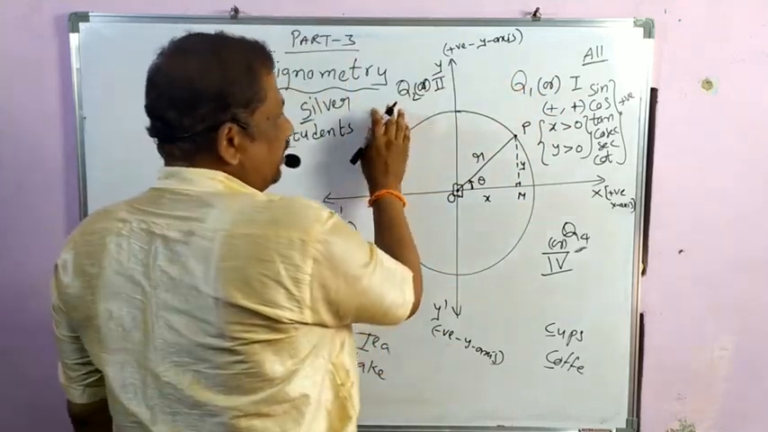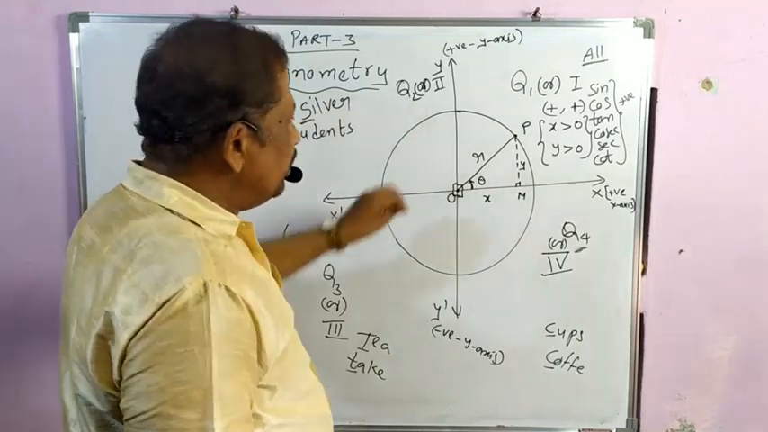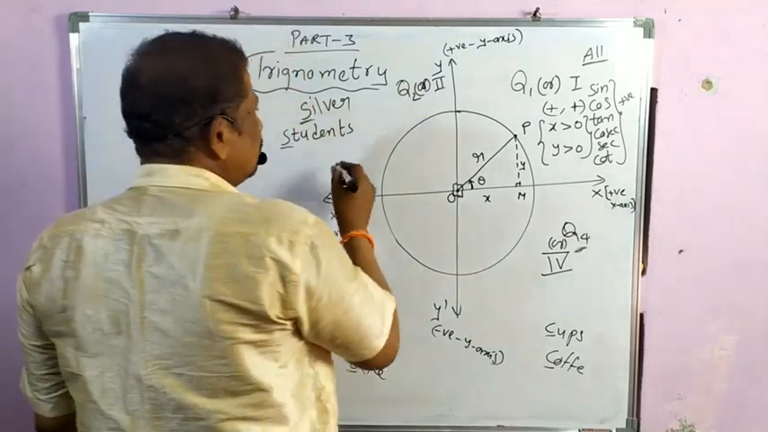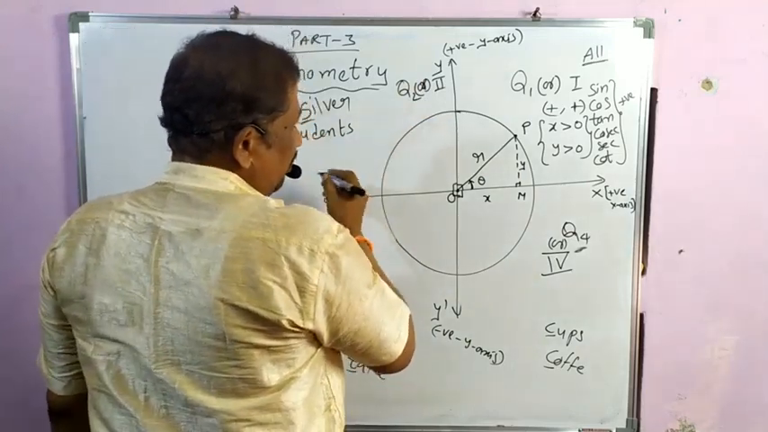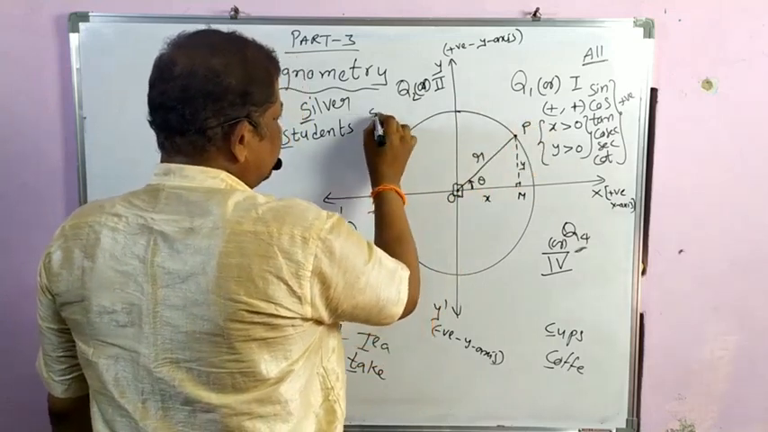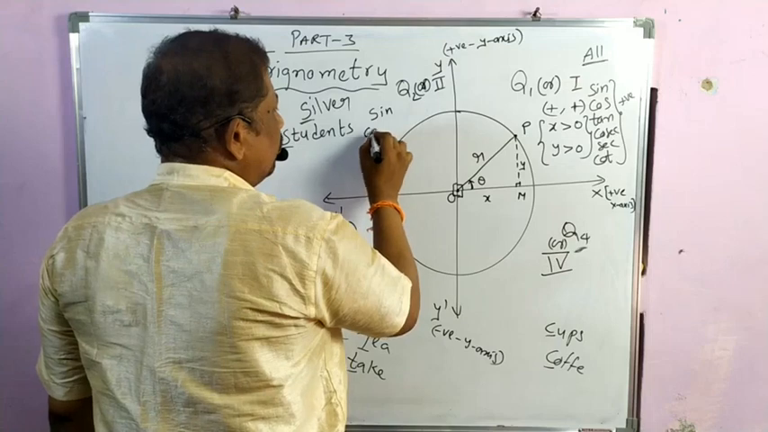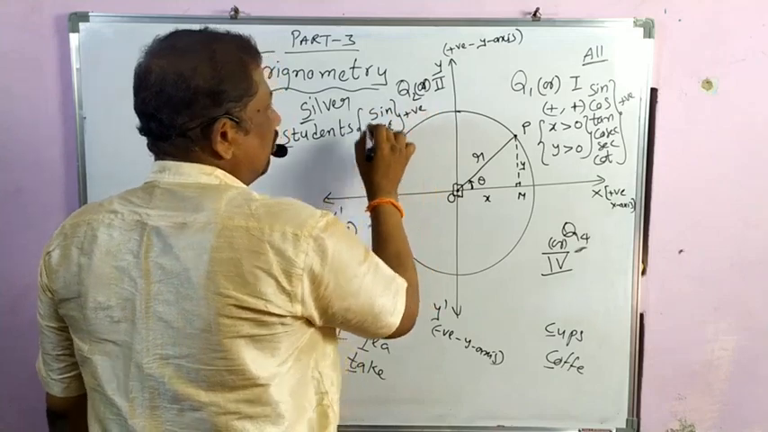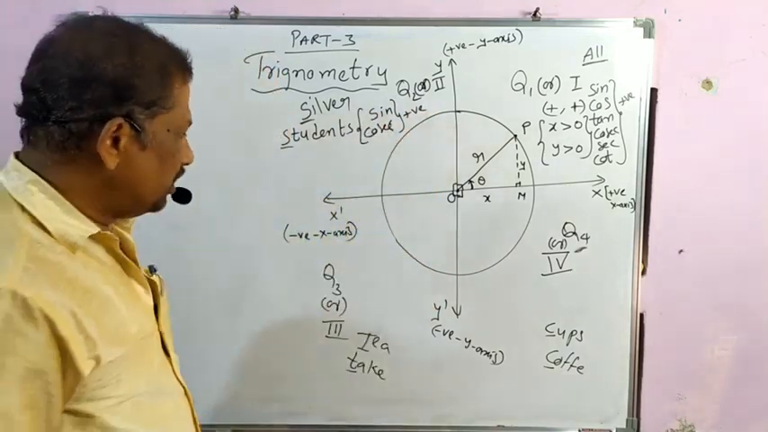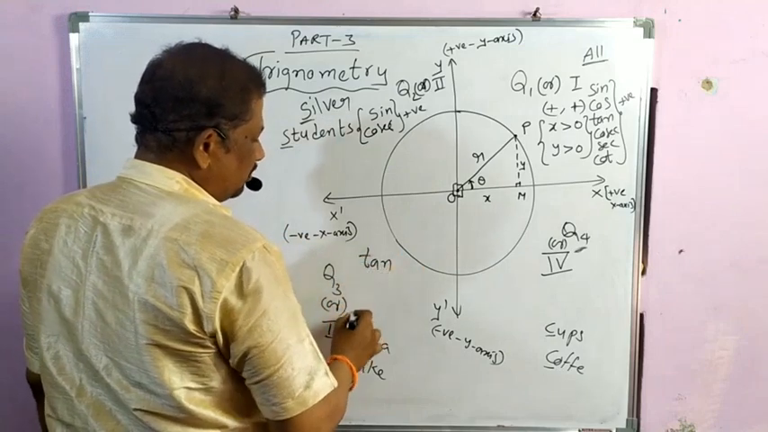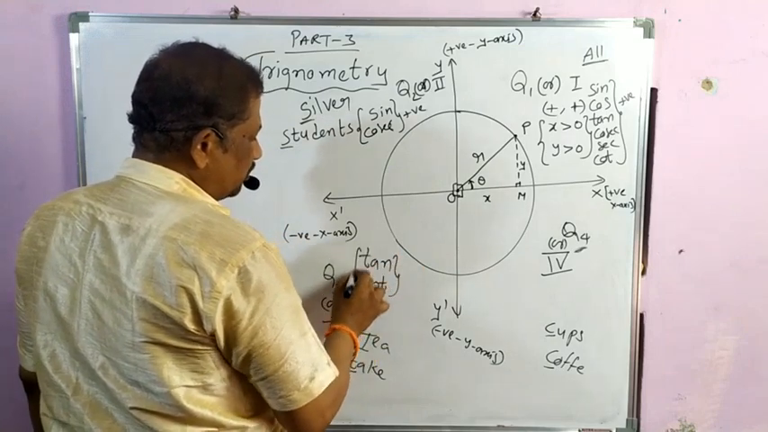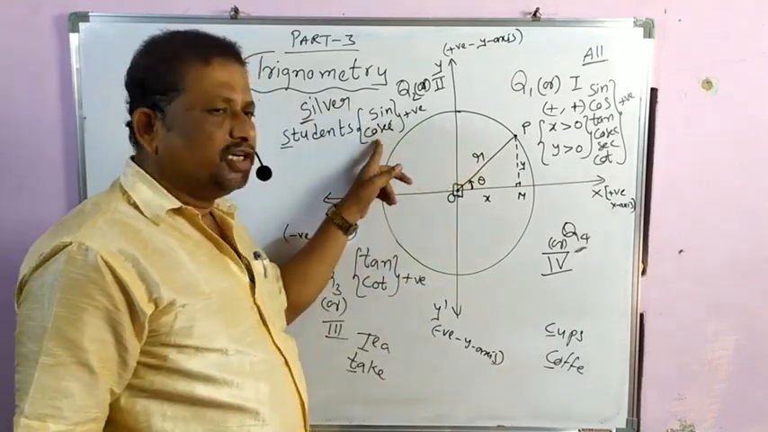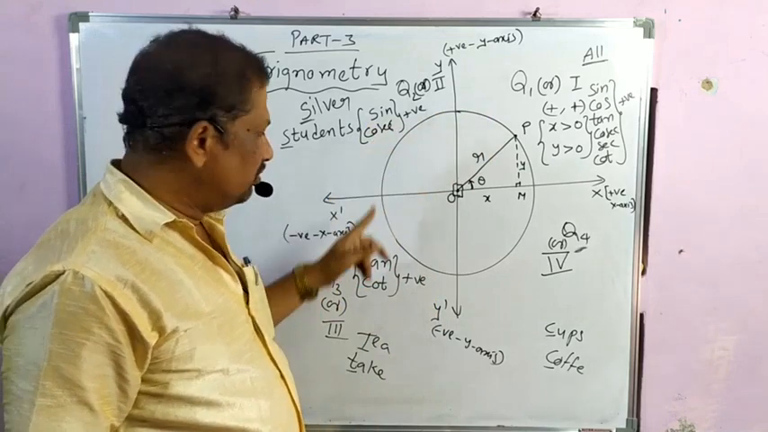Next, when trigonometric ratios fall in the second quadrant, only two ratios become positive in this second quadrant. Remaining all are negative. What are those two ratios? Let us see. Those ratios are sine and cosecant. These two ratios are positive in the second quadrant. Next, in the third quadrant, tan and cot are positive. So when trigonometric ratios fall in the second quadrant, only sine and cosecant become positive, remaining all ratios become negative.